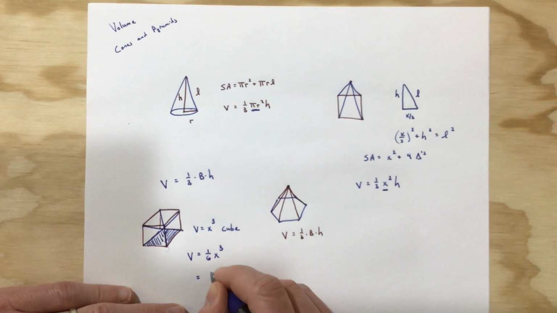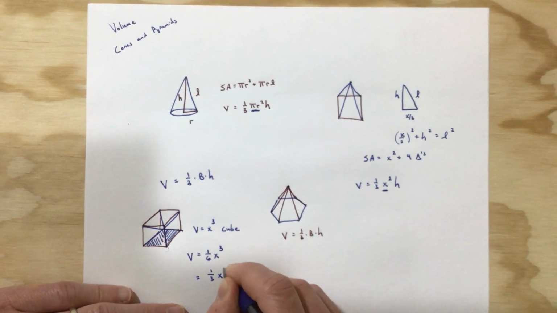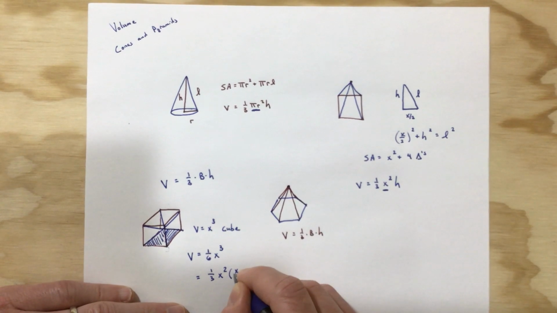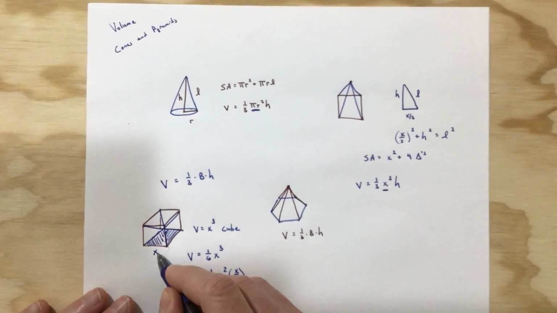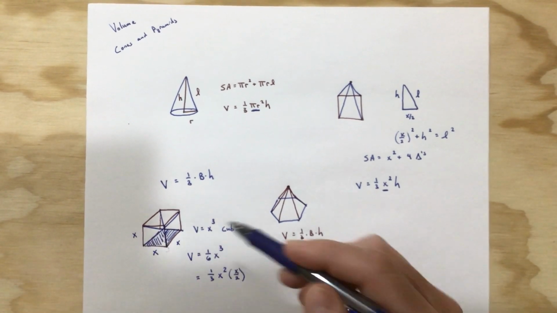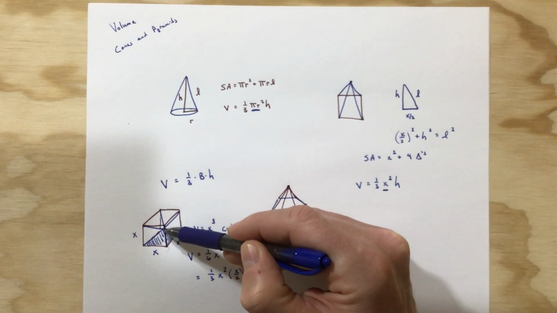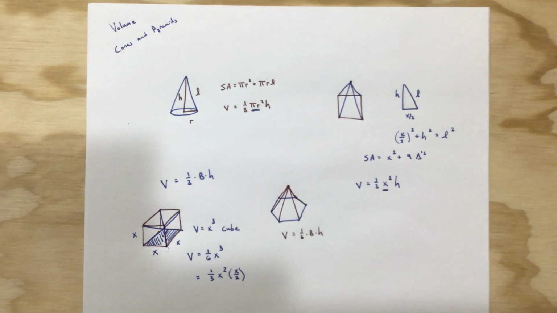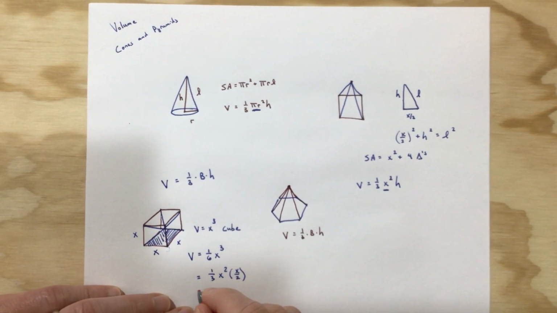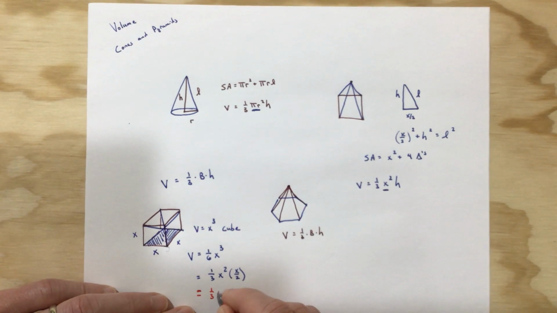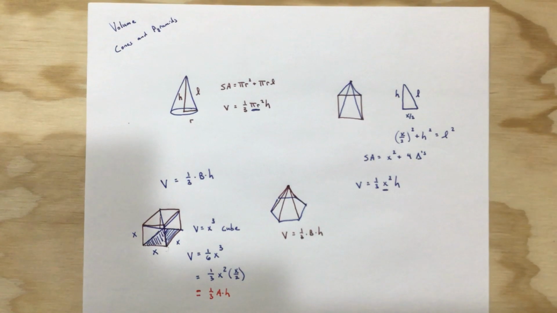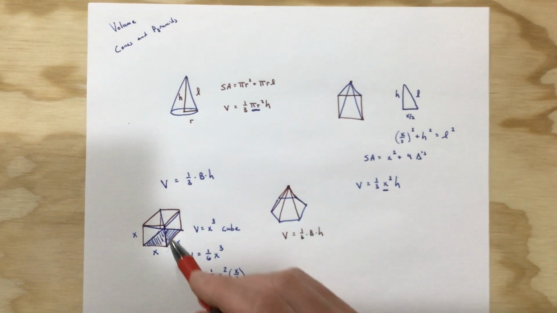And if I rewrite this, I get 1/3 x squared times x over 2. And hopefully it makes sense that if the side length is x by x by x, the height of the blue pyramid is actually only half of x. So what we have is that I just showed you that if the pyramid is 1/6 of a cube, it's really 1/3 times the area of the base, which is x squared, and x over 2 is the height. So I get my 1/3 BH for this pyramid.